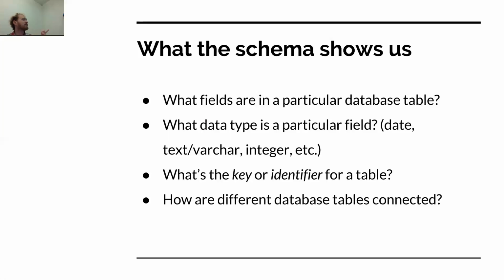And then how are the different database tables connected? That actually ties back to the identifiers. That's the way that, for instance, a bib record knows what items it has, because there are identifiers in the item records themselves that point back to the bib record. That's something you can easily see when you go and look at the schema.